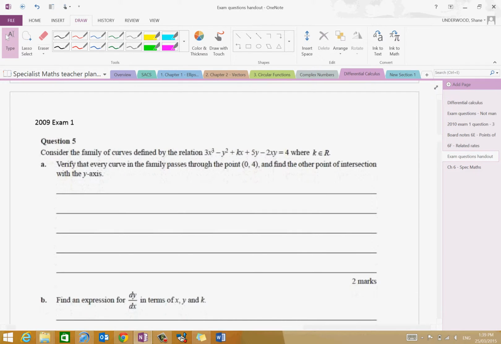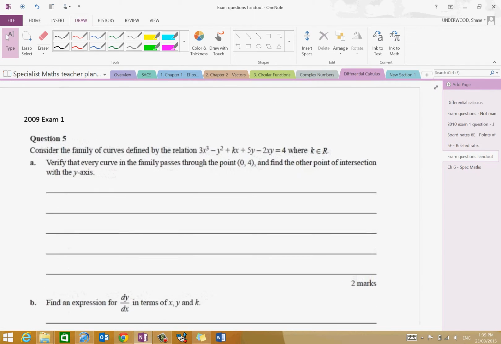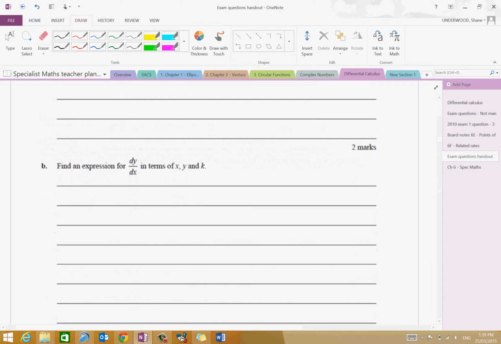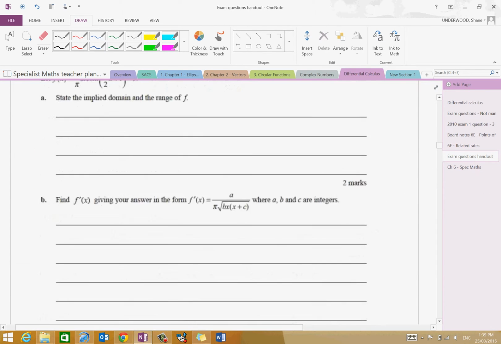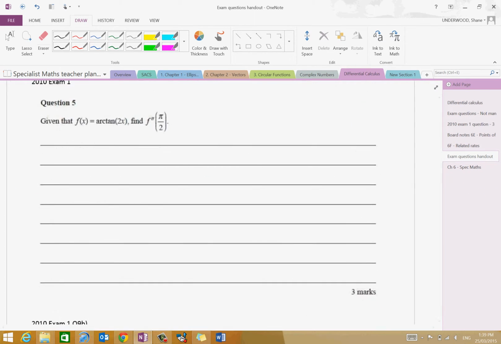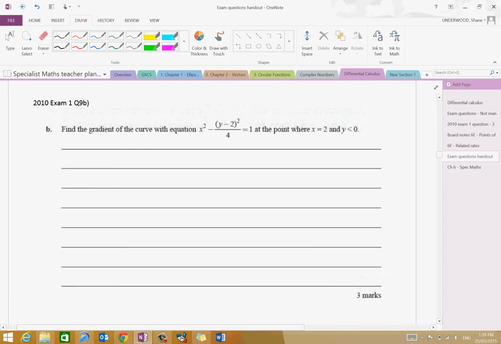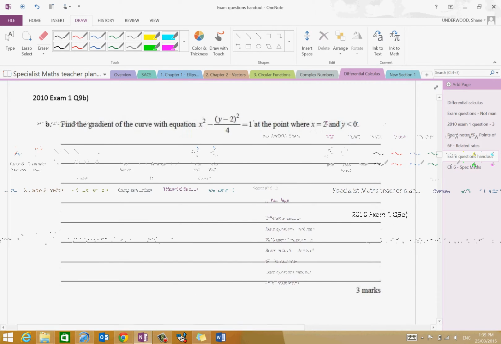All right, now I'm going to just show you one more. Okay, let's have a go. No, that one's pretty easy. That's fine. Let's just do another one. That one's just straight differential calculus. Yeah, let's do this one.